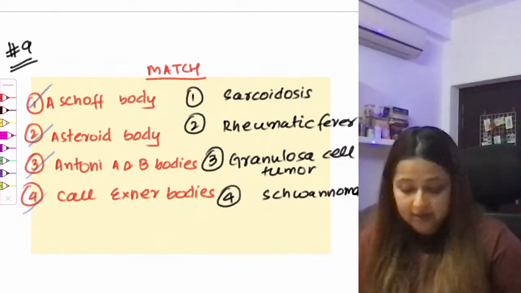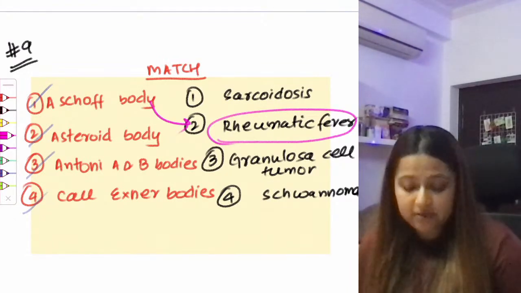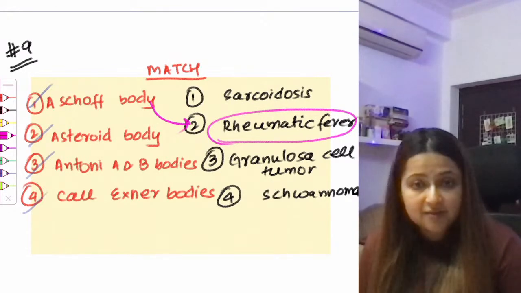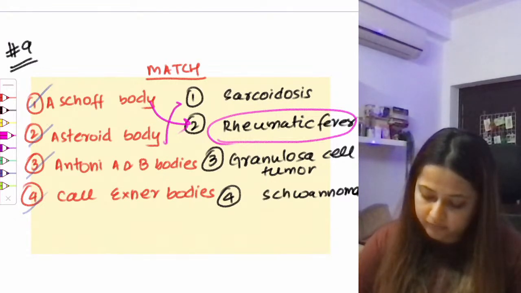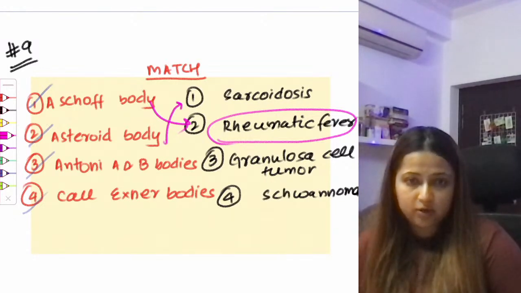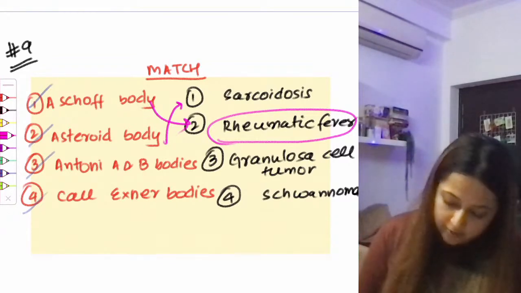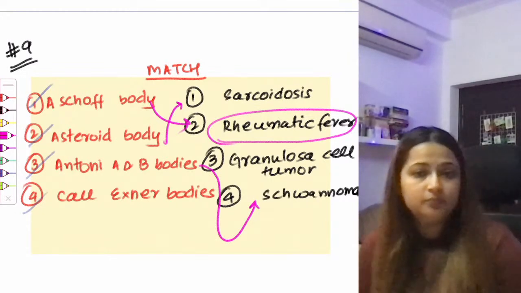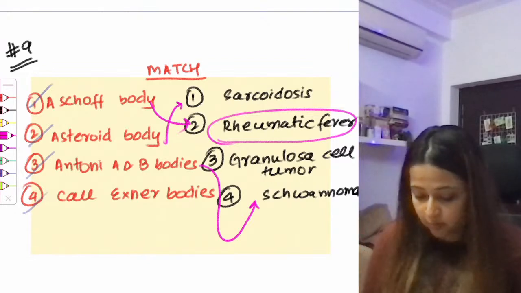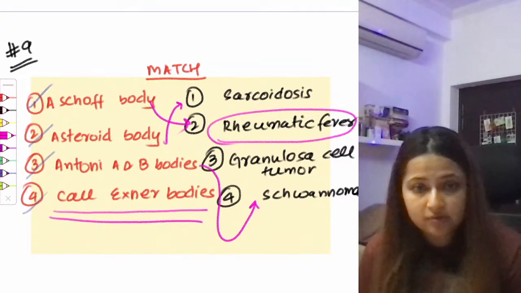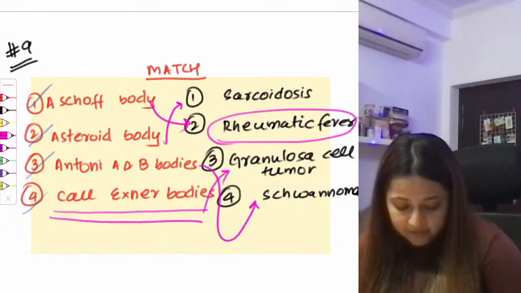Aschoff bodies? The answer to this question is they are seen in rheumatic fever. Asteroid bodies. Don't get confused. Asteroid bodies are seen in case of sarcoidosis. Then Antoni A and Antoni B bodies are seen in case of schwannoma. And the last one and the most high yield among them, Call-Exner bodies. They are seen in case of granulosa cell tumor of the ovary. This is really very important.